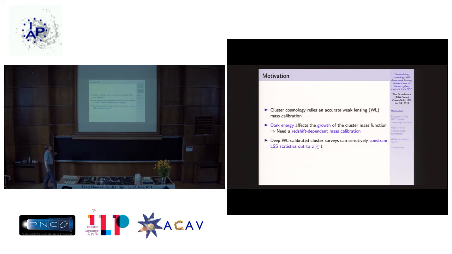Now, if you're interested in dark energy, of course, dark energy mostly affects the growth of structure, which means you also need to probe the cluster mass function as a function of redshift, and that means you need a redshift-dependent mass calibration. Also, one thing which I find quite nice is if you have a deep cluster survey such as SPT and ACT, and you find high redshift clusters and you add deep weak lensing measurements, you can use these to constrain large-scale structure statistics around redshift 1, which is somehow in between the cosmic shear constraints, which mostly probe redshift 0.3, 0.4 at the moment, and the CMB probing very high redshifts, of course.